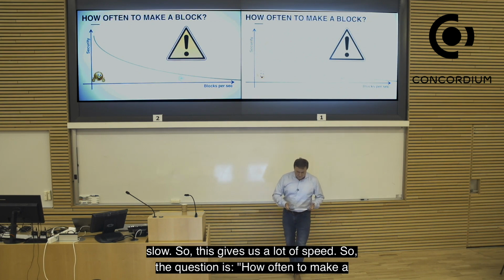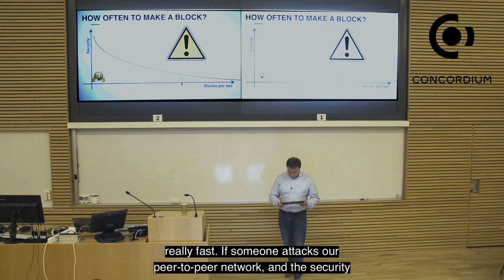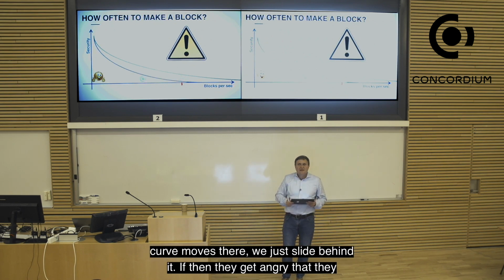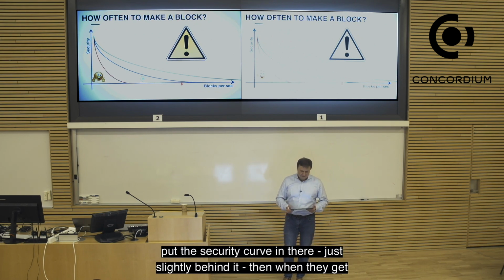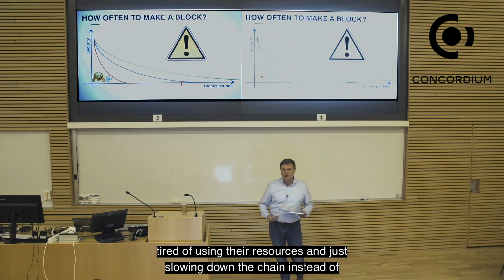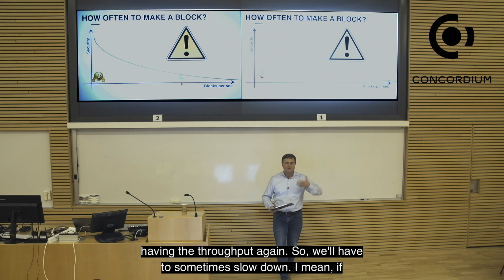So the question is how often to make a block? I mean, it's just as fast as you can. So we designed a blockchain where we're out here. We're really producing blocks really fast. If someone attacks our peer-to-peer network and the security curve moves there, we just slide behind it. If then they get angry that they couldn't break it and launch a massive distributed denial of service attack and put the security curve in there, we'll just slide behind it, right? And then when they get tired of using their resources and just slowing down the chain instead of breaking it, the attack goes away. There. We just slide out there again and we start having a throughput again.